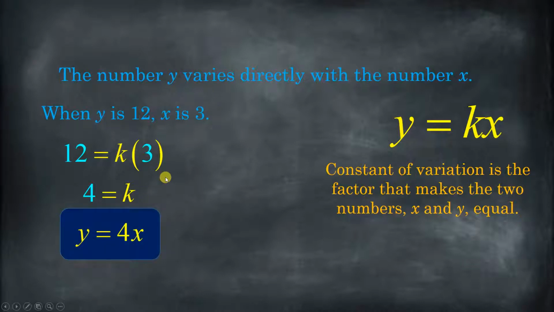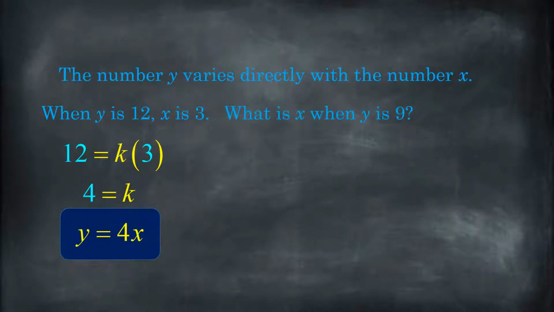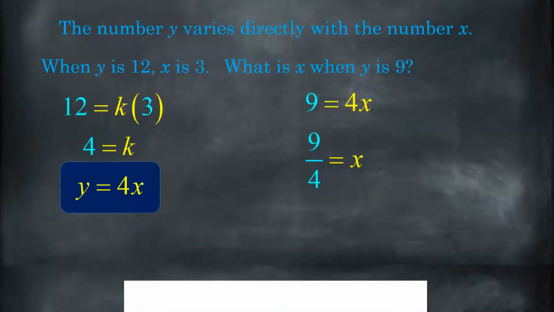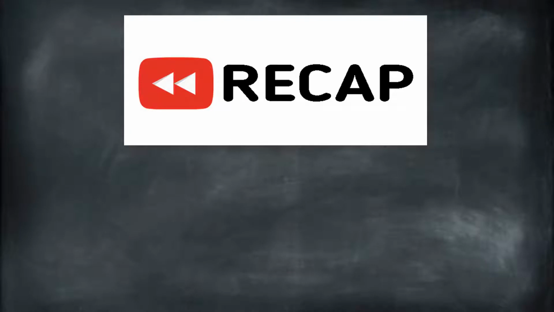Now, the next step is the one that everybody forgets all the time, and that is, now that we have the value of k, we need to write our formula. This is our equation right here that fits our situation, and this is what we use to answer any of the questions that follow. So an example of a question that could follow would be, hey, what is x when y is 9? All you got to do is plug it in, right? Plug in y is 9. You know that k is 4. Divide both sides by 4. Boom, you're done.